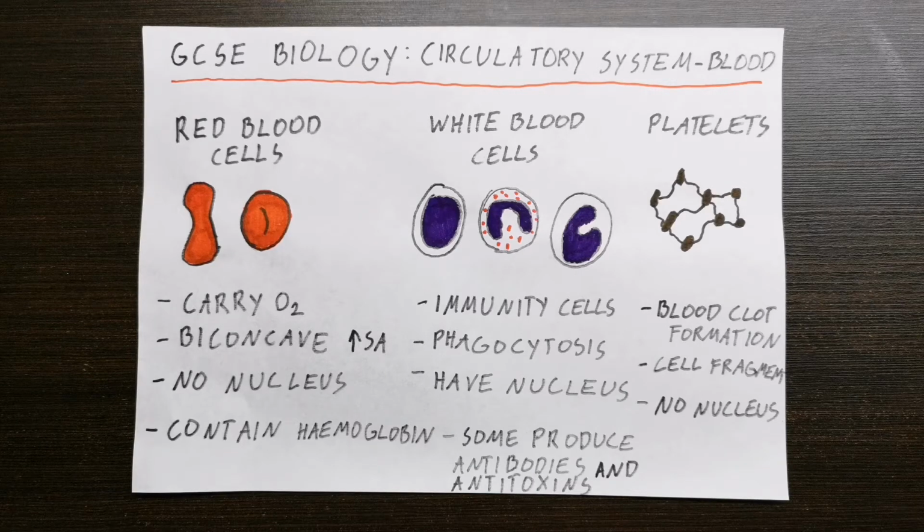Today we'll be looking at GCSE biology, circulatory system, and today we'll be focusing on blood. We've done the heart, we've done blood vessels, and now we'll be looking at the actual blood itself. We'll look at some blood cell types and some components of the blood, and we'll look at the main functions they play and how the structure reflects the function that they play. Okay, so without further ado, let's get started.